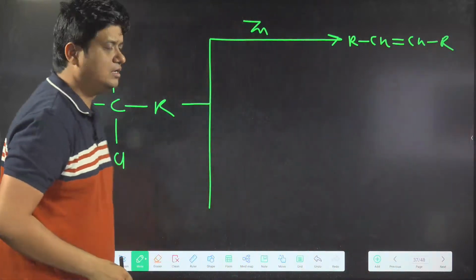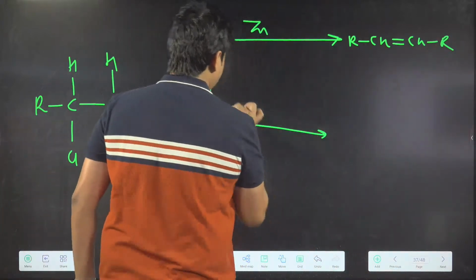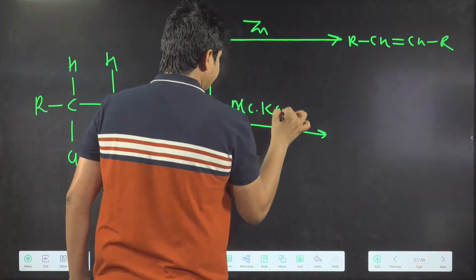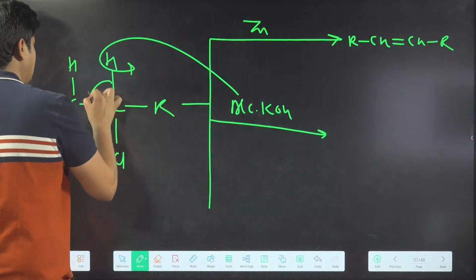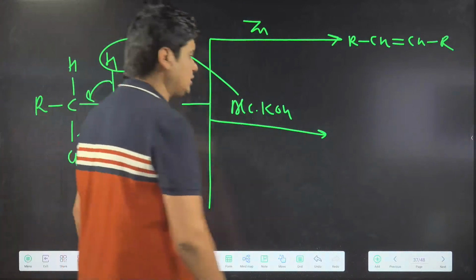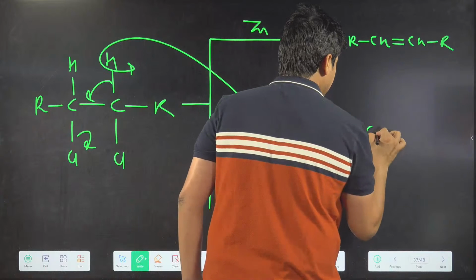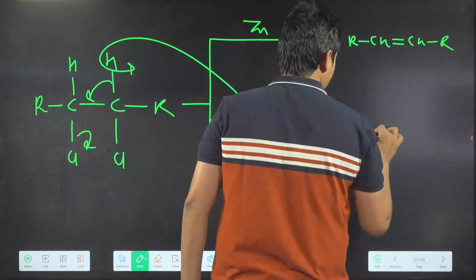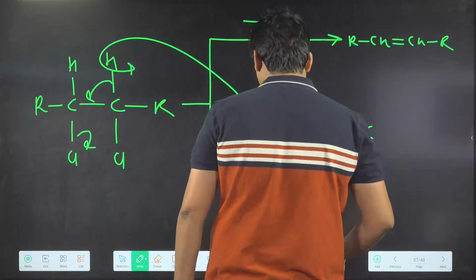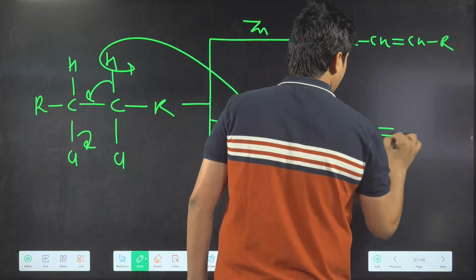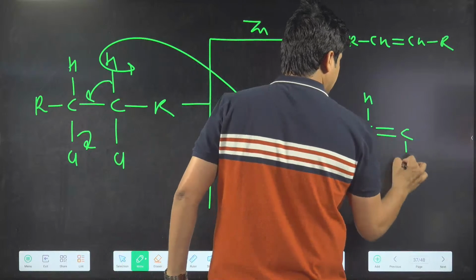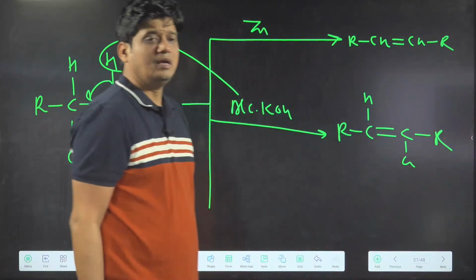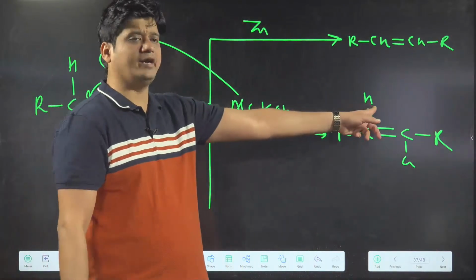Alkene is formed. This is treated with alcoholic KOH. Alcoholic KOH is saying I am going to remove beta hydrogen. What will happen? RCCl, this is removed, RC double bond C is formed. This is H, this is Cl. This is formed. But alcoholic KOH is saying I cannot remove hydrogen from this.